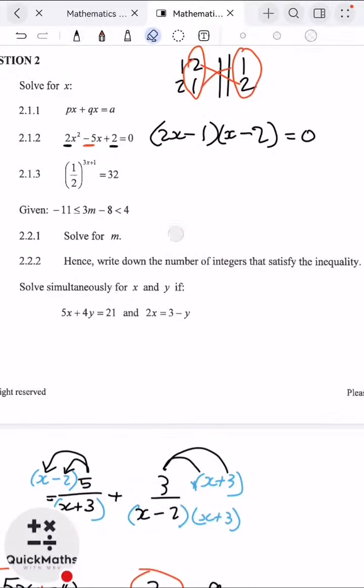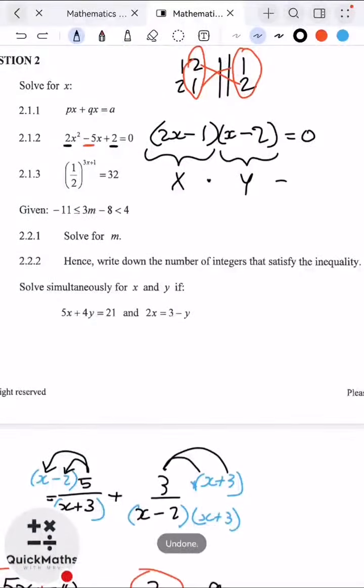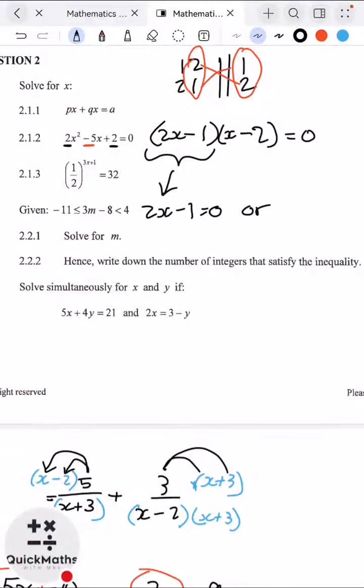But we're not done. Because this is equal to something, we need a solution. So what we're going to do is we understand that something multiplied with something is equal to 0. And if two things multiplying together equals 0, one of them has to be 0. Okay, so we're going to say maybe this one is 0. So 2x minus 1, maybe that's 0. Or maybe this one, x minus 2, maybe that one is 0. So one of these was 0.